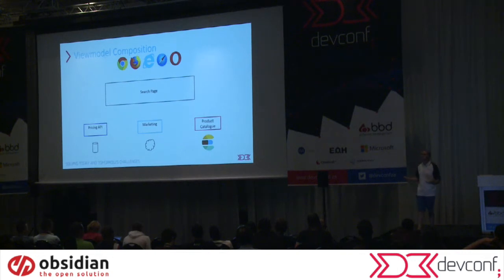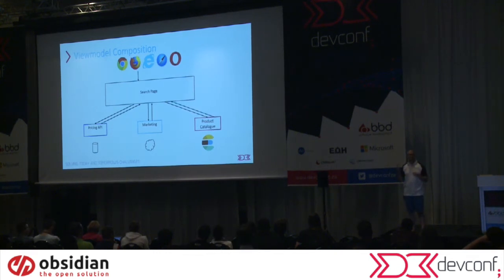So view model composition says, well, you're on the search page, so the client makes a request. Which means you need the pricing component, you need the marketing component, you need the product catalog. So the view model composer sends off the requests internally to those back-end systems. And as the results come back, the view model composer takes those results and holds them in memory. And once they're completed, it sends the final result back to the client. Does this sound like deja vu at all? It should, because this is exactly what the API gateway does.